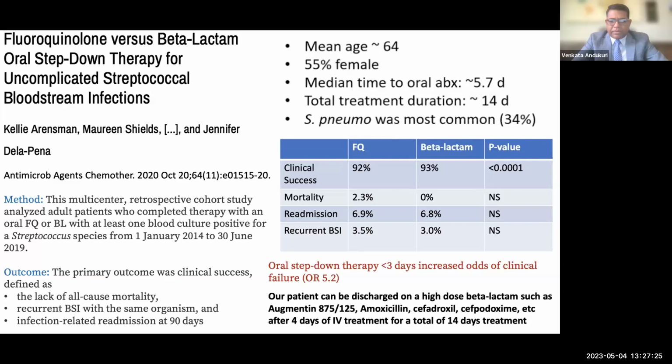But for oral step-down therapy, if it was within 3 days, then there was an increased odds of clinical failure. The odds ratio was 5.2. So our patient can hence be discharged on a high-dose beta-lactam. High dose is key, such as Augmentin, which is amoxiclav, 875/125, amoxicillin, ceftriaxone, cefpodoxime, it doesn't matter, any one of those, after 4 days of IV treatment for a total of 14-day treatment.